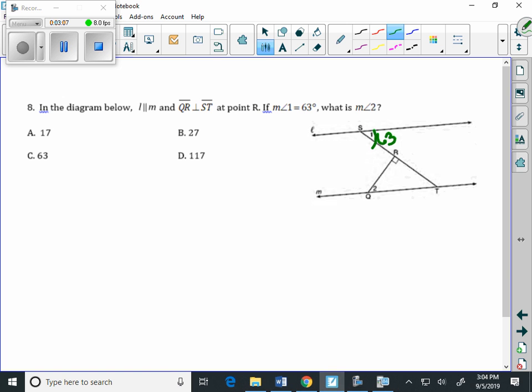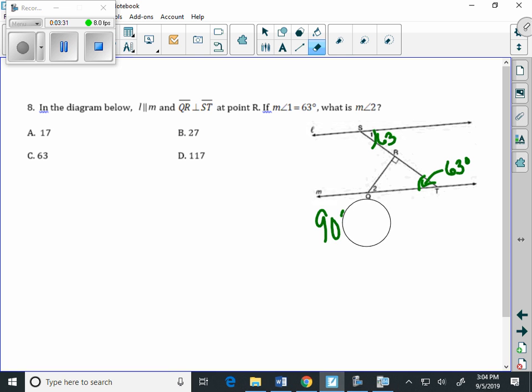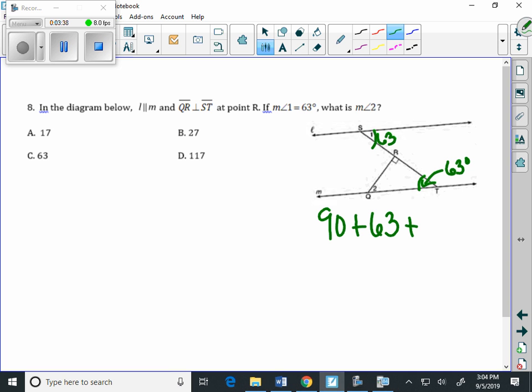So this angle and this angle are alternate interior angles, and consequently that means that this angle right here is also 63 degrees. And we know two angles now in the triangle, 2 out of the 3 of them. We know the 90 degree that was given to us, and I don't really need to write the degree there, because we want to find the measure of angle 2. 90. We know 63, and then we want to know the measure of angle 2.